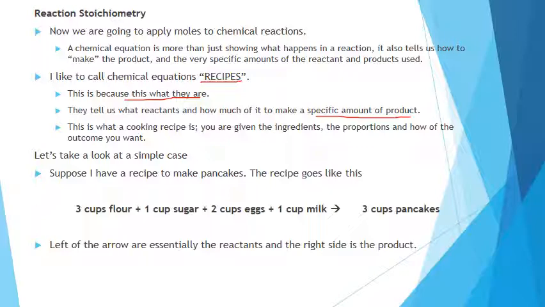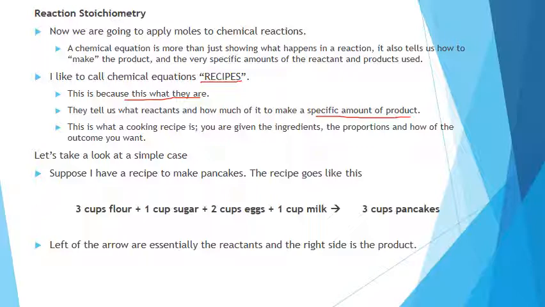You are given the recipes, the ingredients, the proportion of the ingredients, and the outcomes you want. So before we get into chemistry, just make sure we understand what recipes are and how they relate to proportion of the materials. This is a real simple one. I don't even know if it works, but suppose I have a recipe to make pancakes. The recipe goes like this.